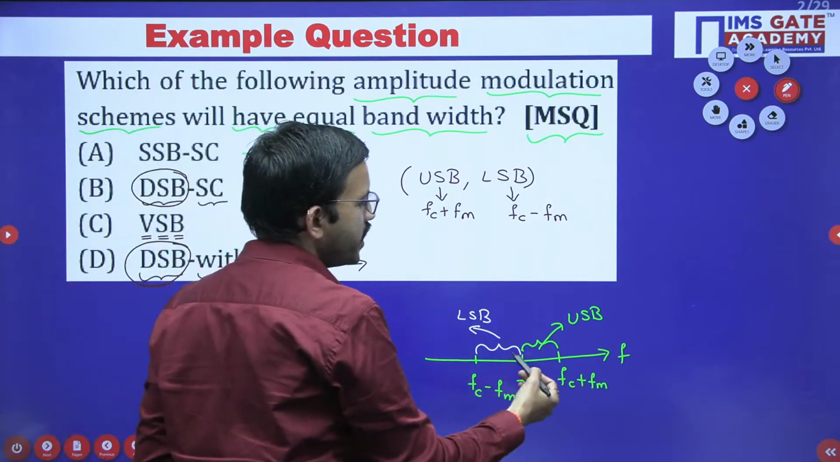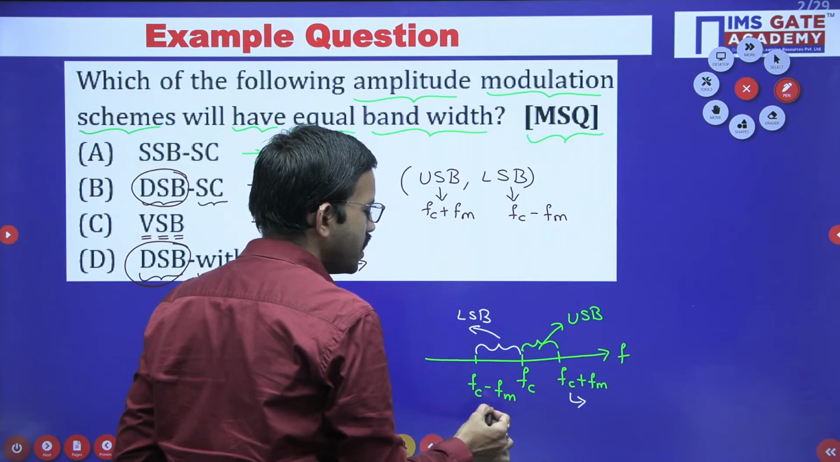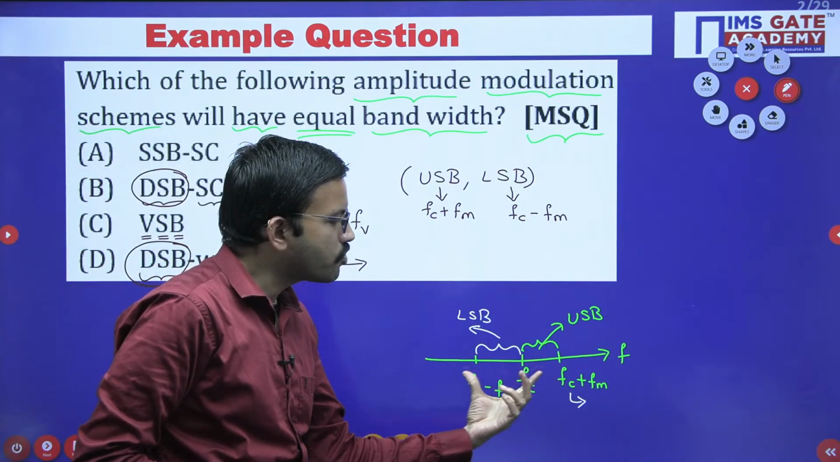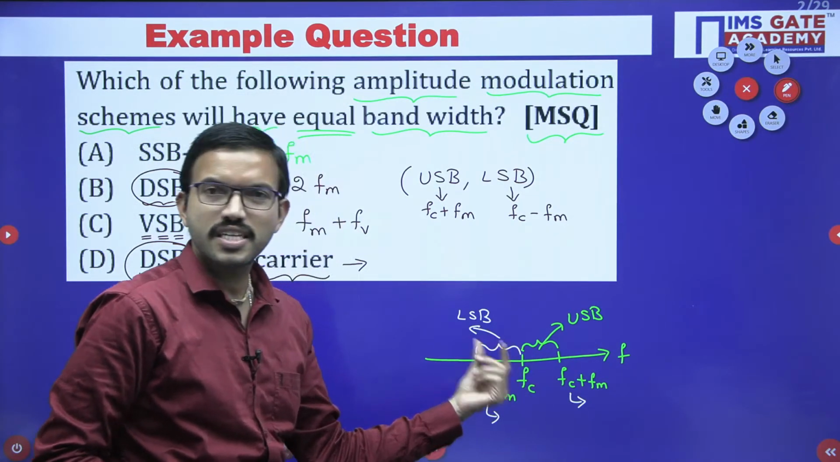Okay, so here I have represented the generalized case. If it is a single tone, this is the upper sideband frequency and this is the lower sideband frequency. The range of frequencies over which the signal is present is nothing but the bandwidth.